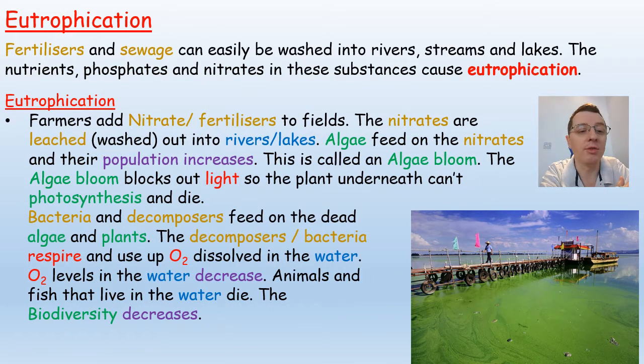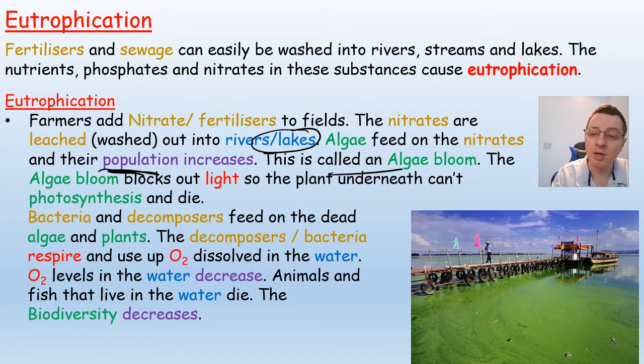Well, here are the answers. Farmers will add the nitrates and fertilizers to the field, and the nitrates are then leached or washed out into the rivers and lakes. And then any algae in the environment will feed on these nitrates and their population will increase. This is called an algal bloom. You can see an algal bloom here in this picture.